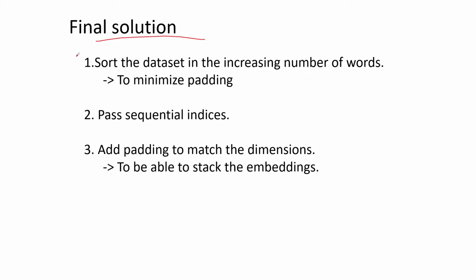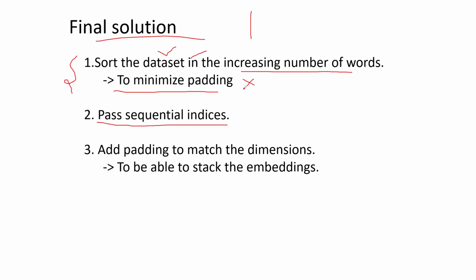What you need to do is sort the data set, and we will see how this works. We are going to sort the data set in increasing number of words. The reason we do this is that we need to minimize the padding. We will see how it happens. Second, we will pass sequential indices, because obviously if we have sorted, then it has come in a particular order. If you do not pass sequential indices, which is if you query randomly, then the reason for sorting will be destroyed. It will be cancelled.